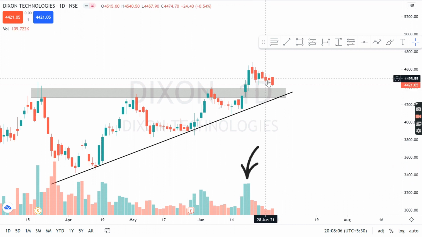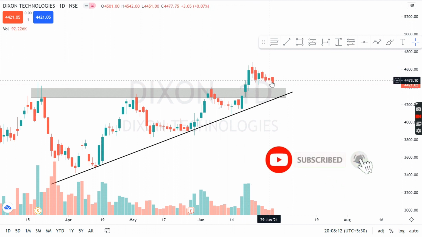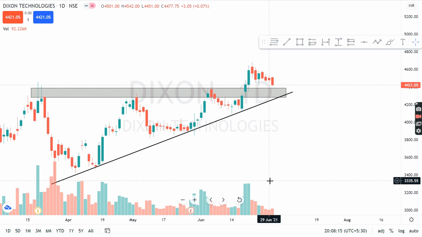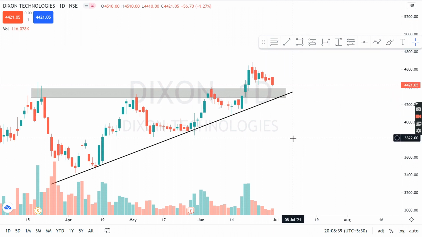For the last 5 to 6 days it has been consolidating here, and in this consolidation and in this red candle you can see the volume is quite low. So we can assume that this stock is coming to retest this support zone, because whenever a resistance is broken it tends to become support. The stock might take support over here and then again continue to move up. So this was the first thing.